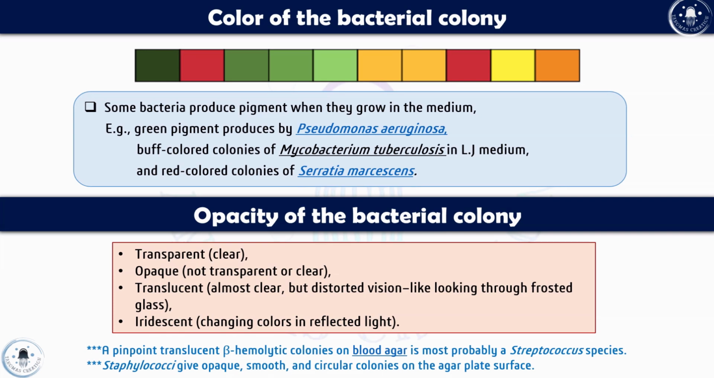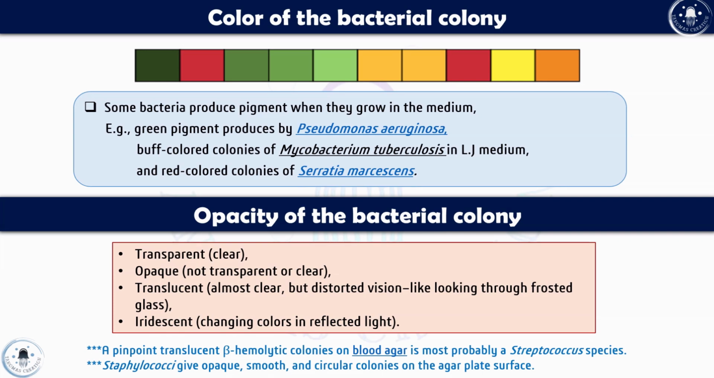Now for example, Streptococcus species. They have pinpoint translucent beta hemolytic colonies. If the Streptococcus species is grown in blood agar, we can find a pinpoint. Pinpoint is what? Punctiform, right? In the size section we have studied. So pinpoint, translucent, their opacity is translucent. Beta hemolytic colonies can be seen of Streptococcus species.